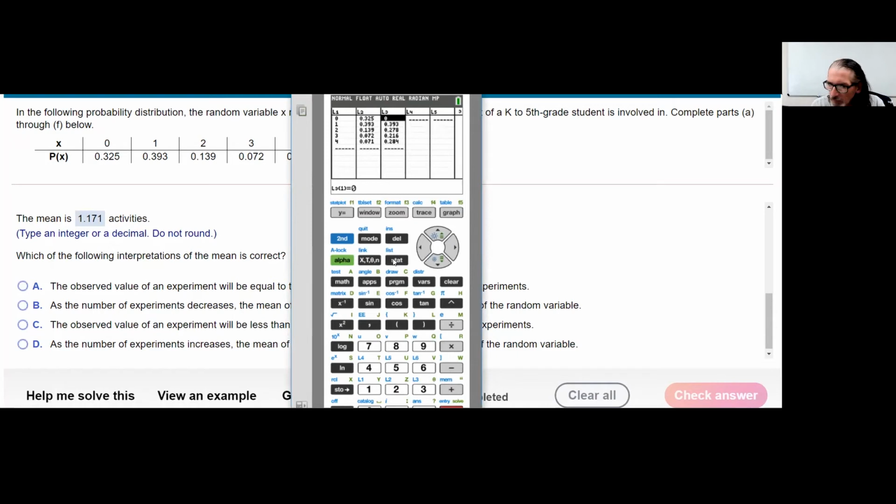And then when I do stat calc, one variable statistics, this time for list 3, second and 3, we see it in the second entry. Don't get thrown off by this. That's not taking into account the probabilities and what the scores were. That's just the mean of raw data there in list 3 to the calculator. But we need to be a little smarter than the calculator. We're talking about the sum. So the sum is 1.171.